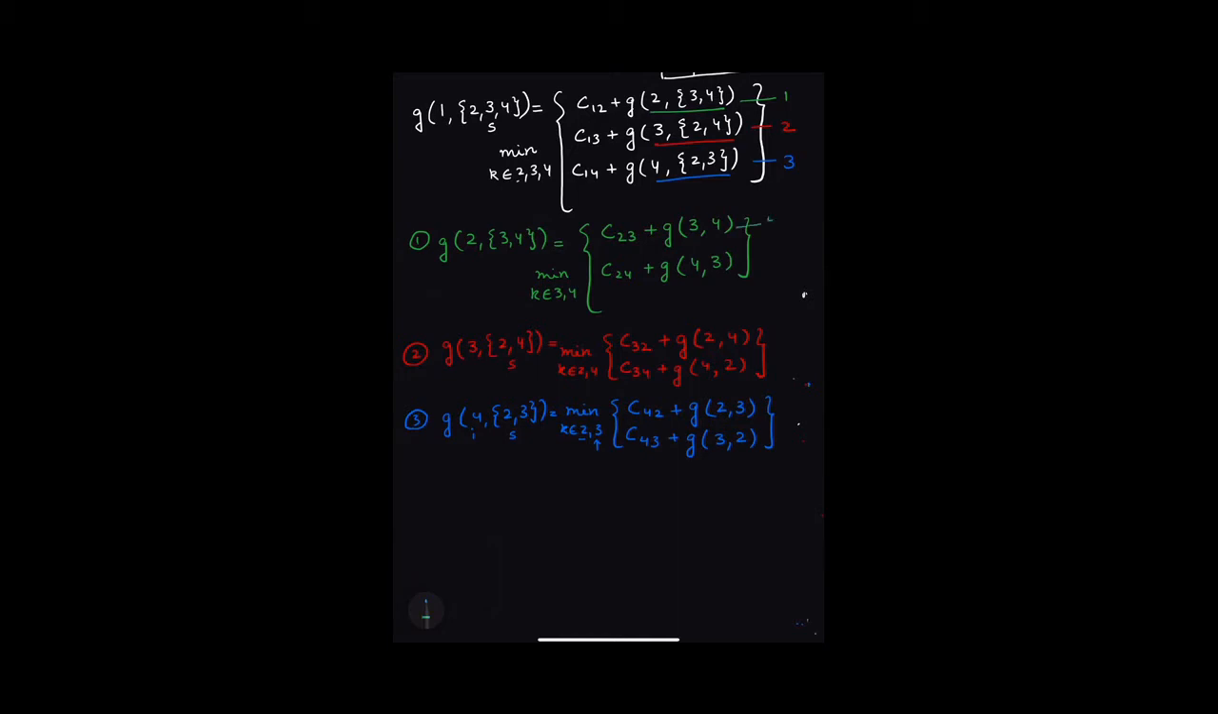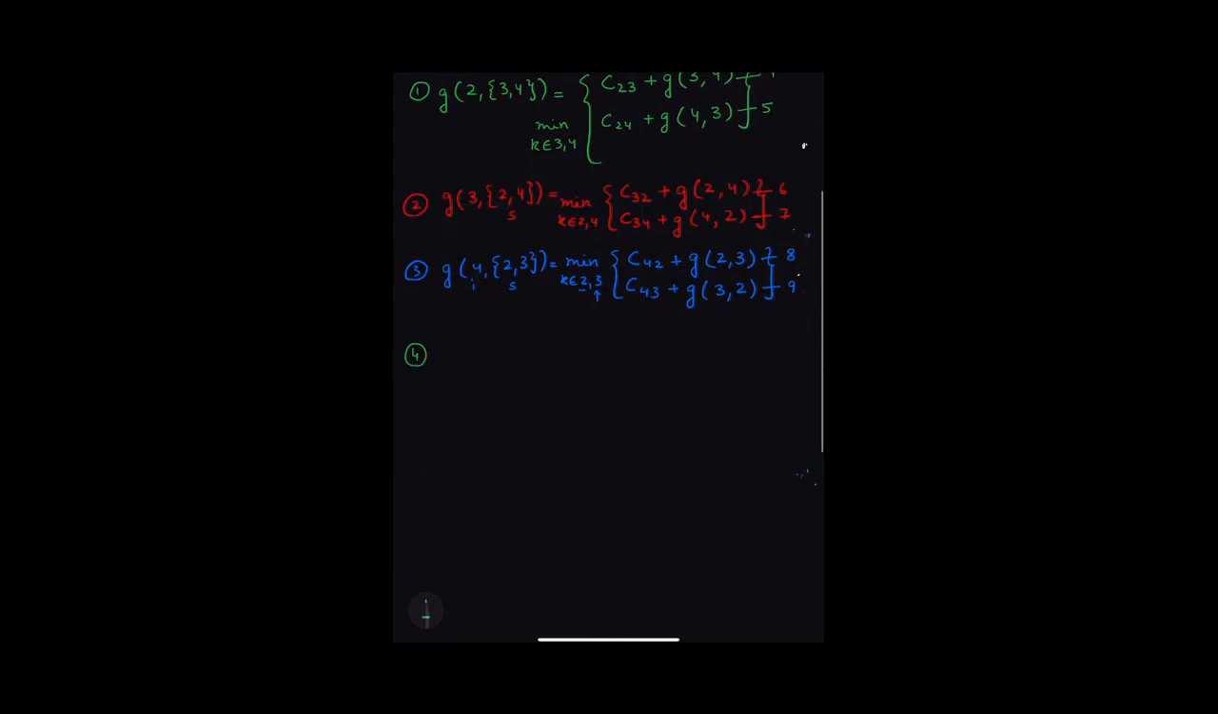Now let us call these equations 4, 5, 6, 7, 8 and 9. Let us first solve equation number 4. So this becomes G of 3, 4. This will be equal to the minimum of k belongs to, see now there is only one entry, so I am going to say k is equal to 4. So this will be where i is equal to 3 and S is equal to 4. This will be C of ik, so this is C of 3, 4 plus G of 4, and if we subtract 4 from S, we will get the empty set over here.